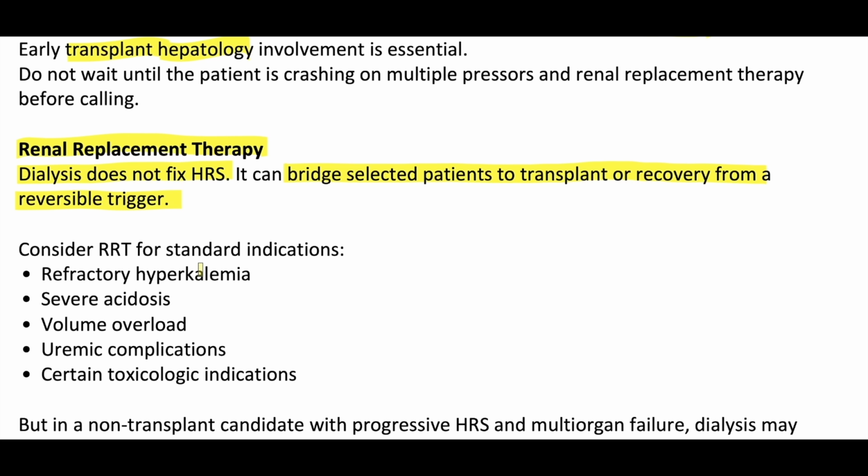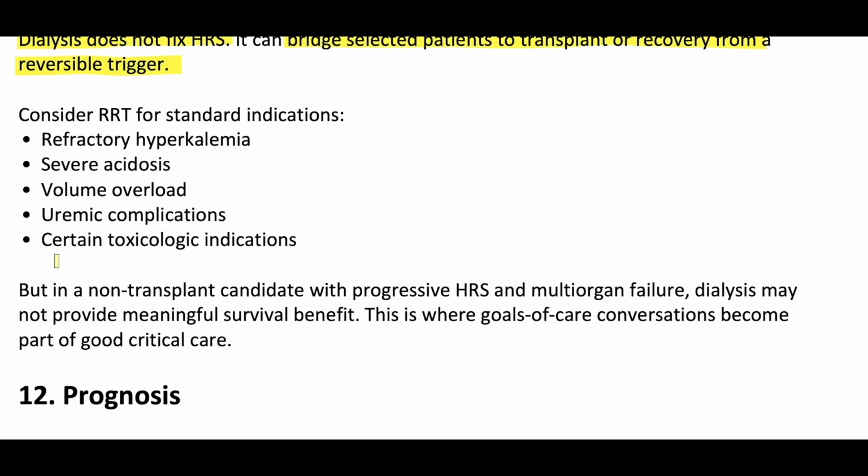Depending on where this patient is at in their trajectory, sometimes this isn't even a viable option because it's kind of a path to nowhere. At times in a non-transplant candidate with progressive HRS and multi-organ failure, dialysis may not provide meaningful survival benefit, and goals of care conversations become part of that really good critical care approach.